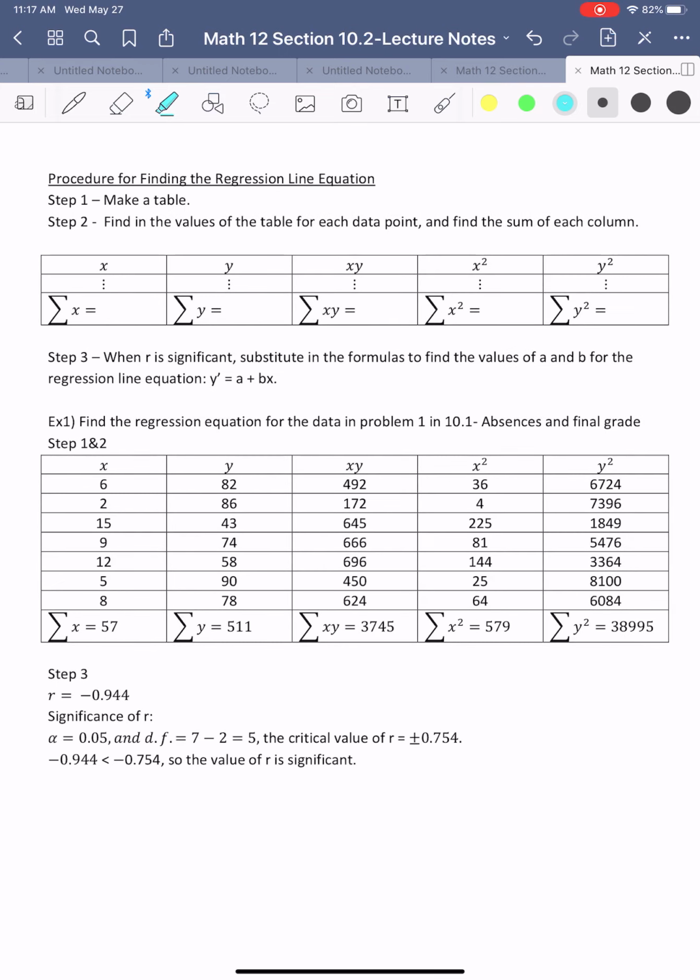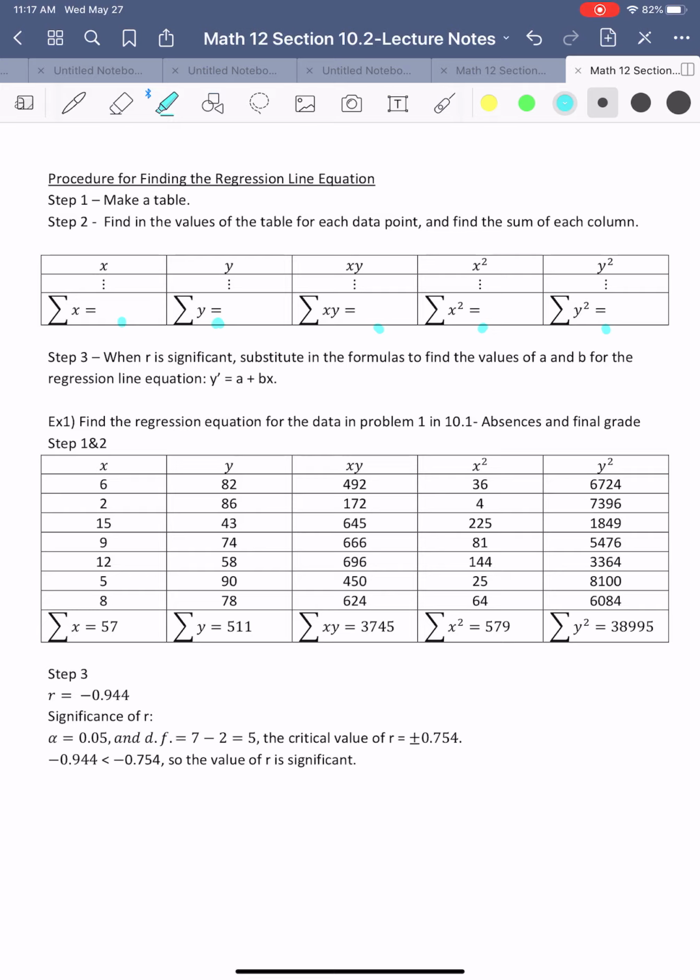So the procedure of finding a regression line equation. Step 1, we make a table that we just did in the last section. Step 2 is to find the values of the table for each data point and to find the sum of each column. And then step 3, when r is significant, substitute in the formula to find the values of a and b to find the regression line. So y prime equals a plus bx.